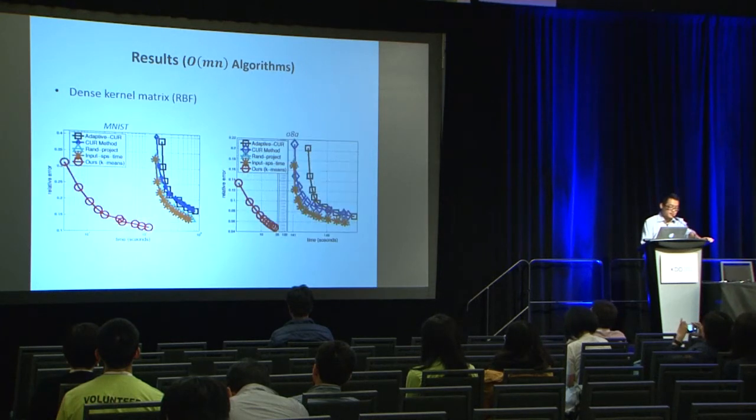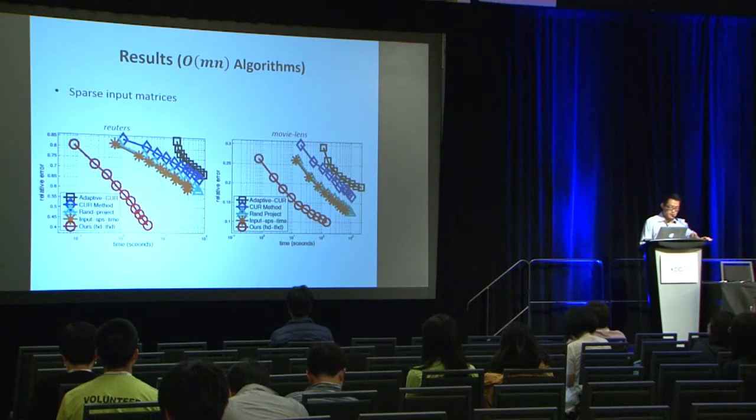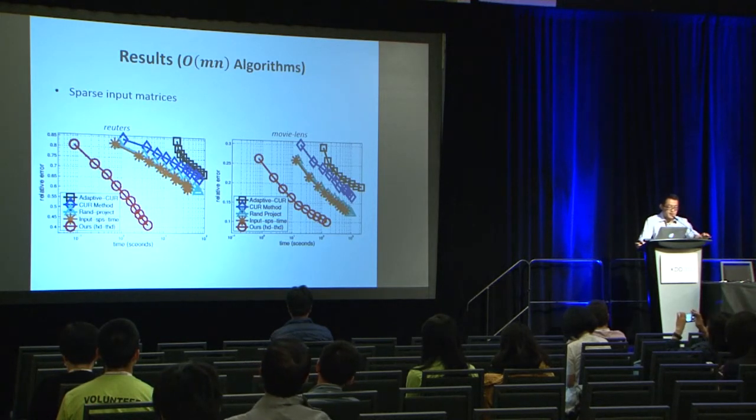And the second set of results is on dense kernel matrices. Here we can see that our approach is particularly more efficient because it doesn't have to compute the entire kernel matrix. It only has to compute the kernel matrix on the fly, while all other algorithms here have to be fed with the entire kernel matrix. And the last set of results is on sparse matrices. As we can see, again, we did observe a very large improvement in terms of the balance between time and accuracy.